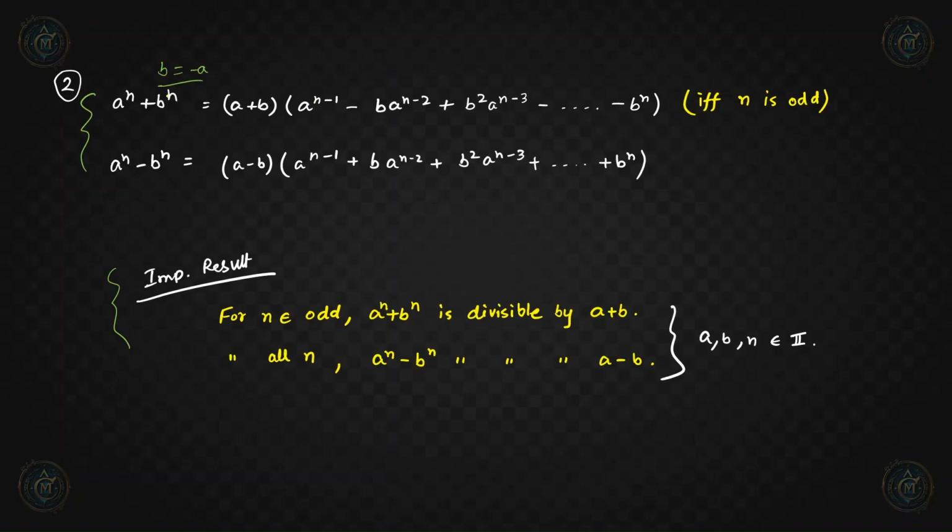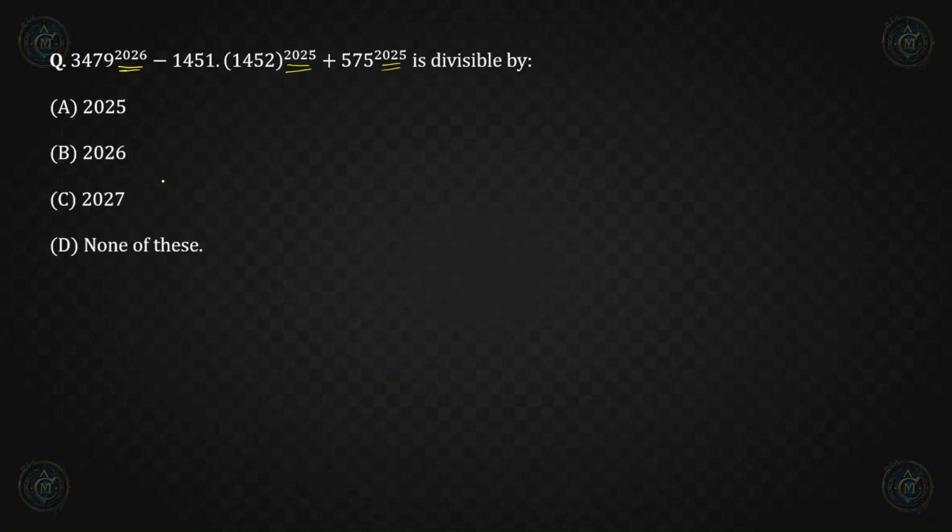A to the power n plus b to the power n, or a to the power n minus b to the power n. That is our main motive. Now how to do this? Well, we can see here this 1451 we can write as 1452 minus 1. That means we can take 1452 with this, so that it becomes 1452 to the power 2026, and the remaining part, this minus and minus will become plus. So this will be plus 1452 to the power 2025. So we can do this manipulation here.